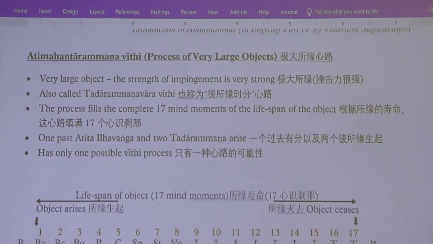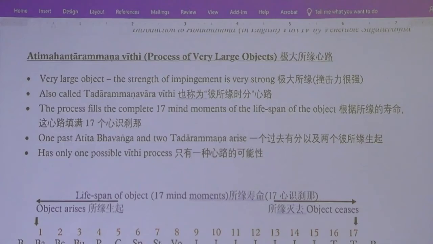Now especially Ati Mahantarammana Vīthi, the process of the very large object. This is the main name. But another name is Tadarammana process, Tadarammana Vīthi. The process fulfills the complete 17 mind moments of the lifespan of the object.